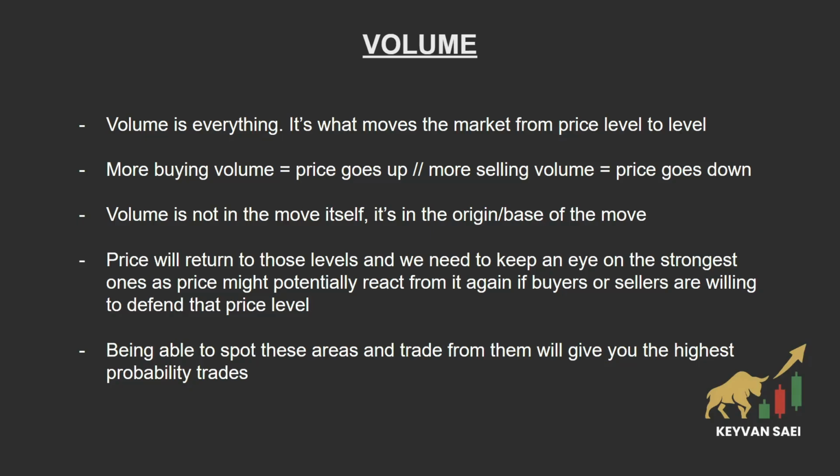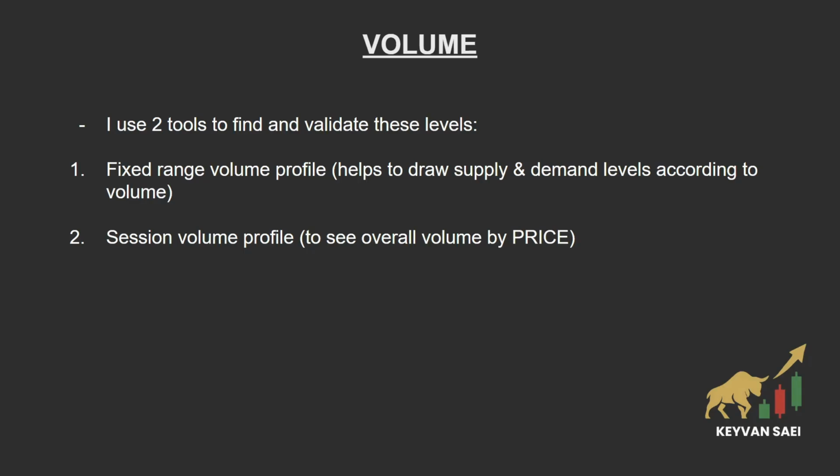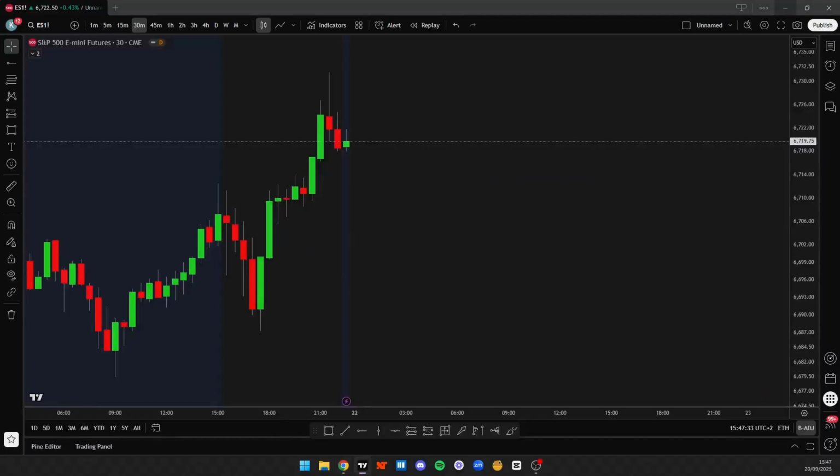So being able to spot these areas and trade from them will actually give you the highest probability trades. Okay, so there are two main tools that I use to find and validate the supply and demand levels. Tool number one is the fixed range volume profile. This just helps to draw the supply and demand levels accurately and according to the actual volume, not just based off candles. And then tool number two is the session volume profile or anchored volume profile, whatever platform you're trading on or you're drawing the levels on. It will be named differently, but it's just a volume profile by price. Okay, so this is just to see the overall volume of the whole chart that you're looking at. So let's get into the chart and show you actually what I mean.